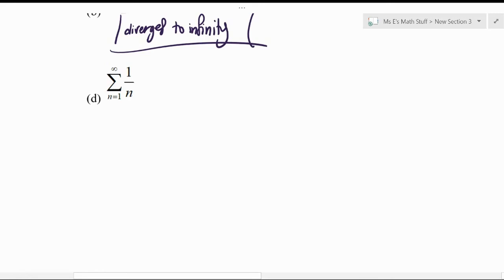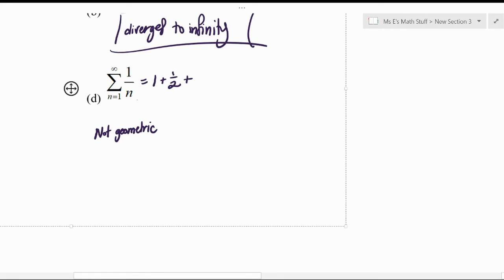Okay, part D. This one, the main thing that you need to know right now is it is not geometric. All you'd have to do is expand it. So you've got 1 plus 1/2. If it was geometric, if you jump from the first to the second, your common ratio would have to be 1/2, but your third term is 1/3. And so it is definitely not geometric.